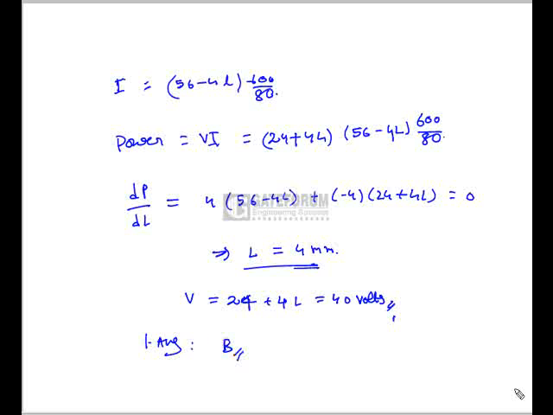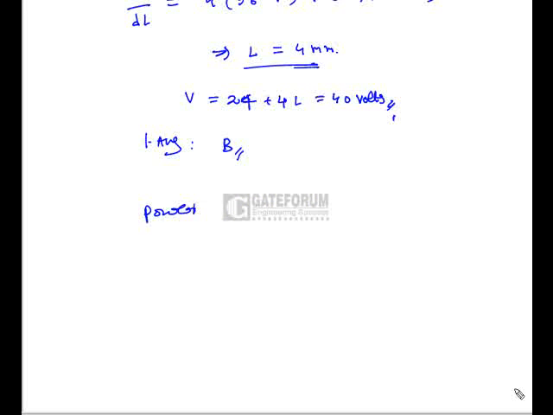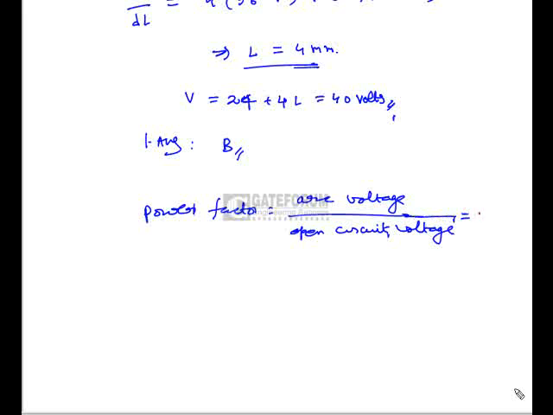And coming to the second question, we will have to calculate the power factor. The power factor is given by the ratio of arc voltage to open circuit voltage. Here the arc voltage is 40 and the open circuit voltage is 80. So the power factor is 0.5, and the correct option is D.